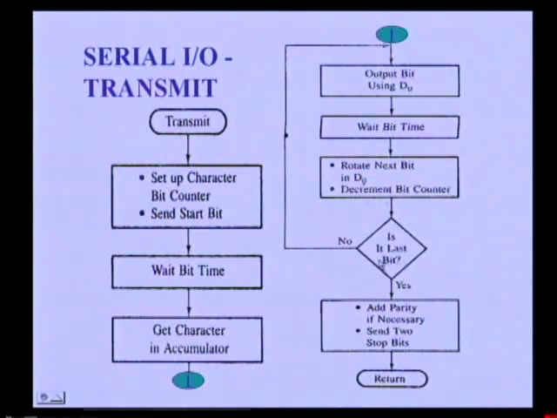After doing this, is it the last bit? Like this, we transfer all valid bits, and here we check the count because we are decrementing the counter. If the counter doesn't become 0, that means some bits are still remaining. So we repeat these instructions, that is, taking the D0 bit and outputting it. And if all bits are transferred, then add parity if necessary, then send 2 stop bits, then return to the main program from where it is called. This is how serial I/O transmission takes place.